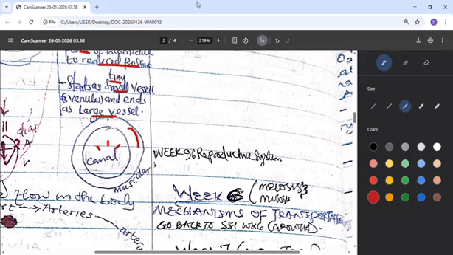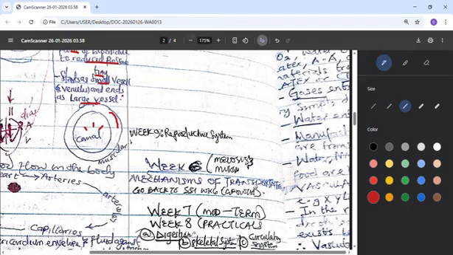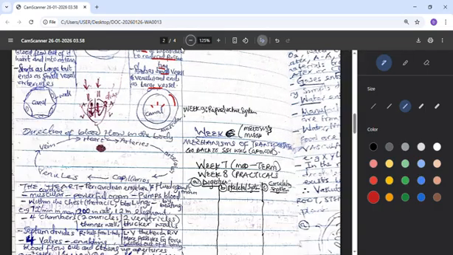Now another point to consider here is how the blood flows in the body. As you can see from this diagram, it will start from the heart and go through the vessels: the artery first, then arterioles, then capillaries, then venules, then vein. So this is the way the blood circulates in the body.